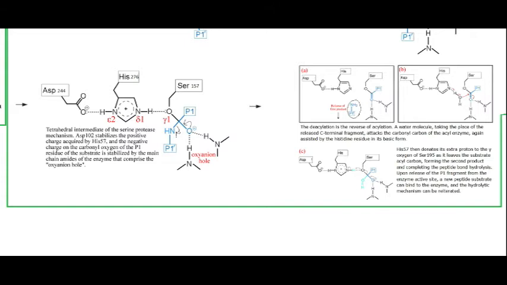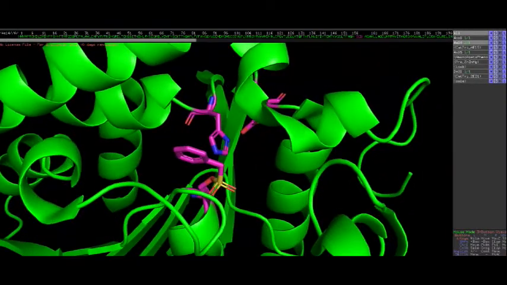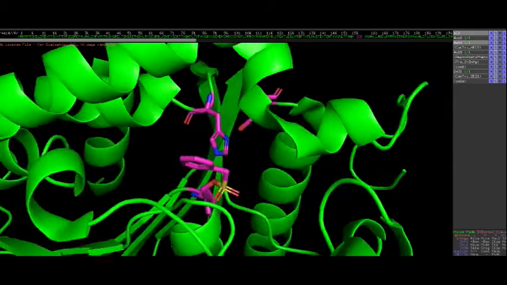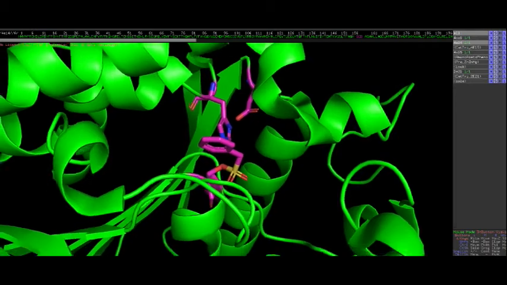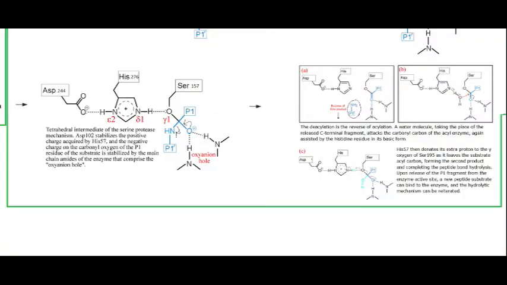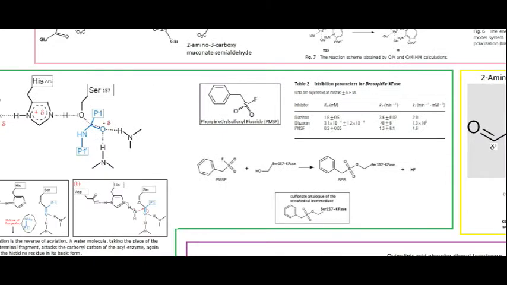And so the structure for that I have right here. So we can see our catalytic triad, that's the aspartate that's sort of holding on to the histidine. And down here we actually have our serine covalently bound to this PMSF, which is this phenyl sulfonyl fluoride.